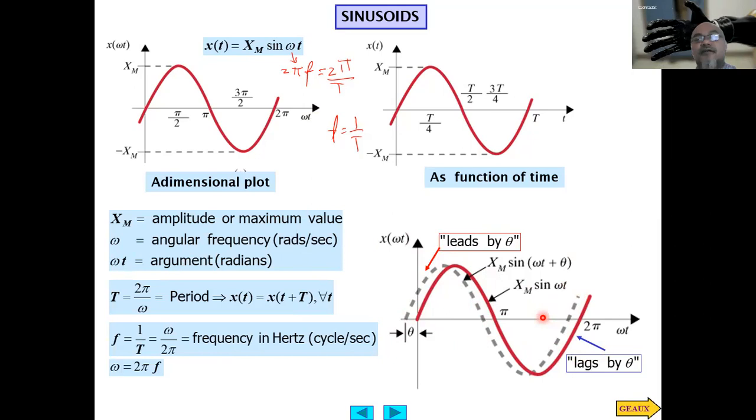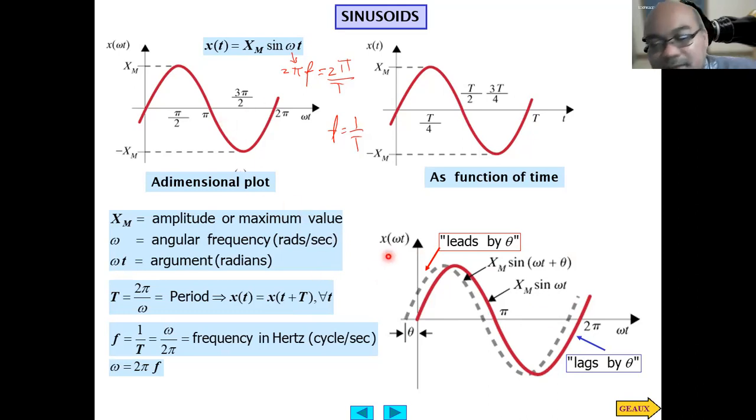So if the constant, the parameter after the omega t, is positive, then we know that sinusoid wave is leading the original one, without the phase addition. If it is negative, omega t minus theta, for example, then it is lagging.